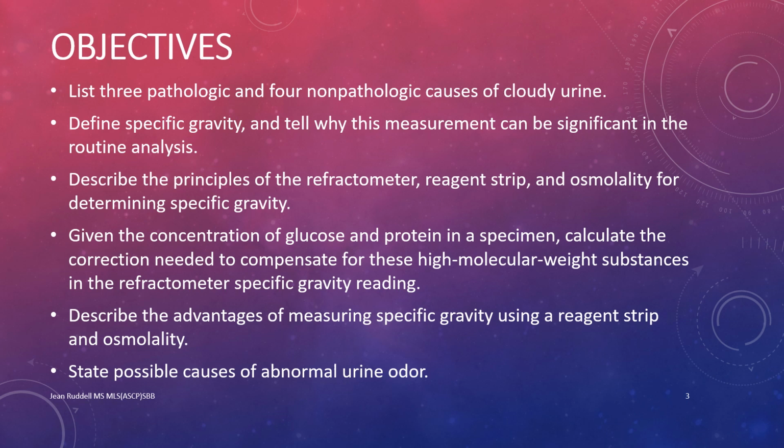tell why this measurement can be significant in the routine analysis, describe the principles of the refractometer, reagent strip, and osmolality for determining specific gravity. Given the concentration of glucose and protein in a specimen, calculate the correction needed to compensate for high molecular weight substances in the refractometer specific gravity reading. Describe the advantages of measuring specific gravity using a reagent strip and osmolality. State possible causes of abnormal urine color.